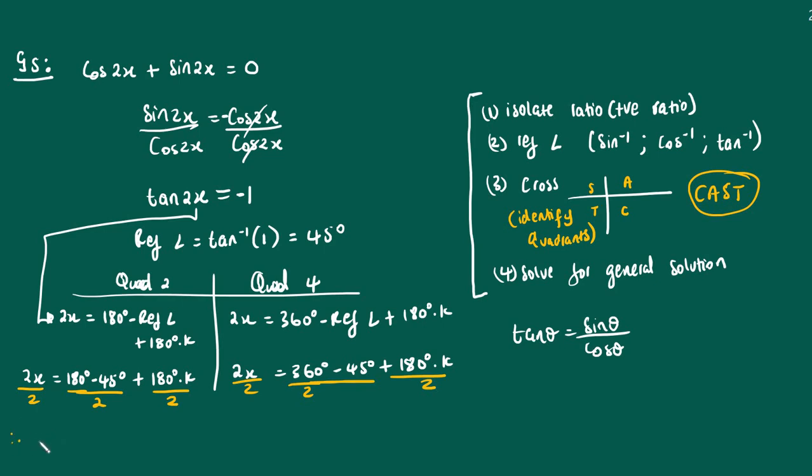So that you have your x as being equal to 180 minus 45, which is 135. Divide by 2. It's what? 135 divided by 2, you get 67.5.